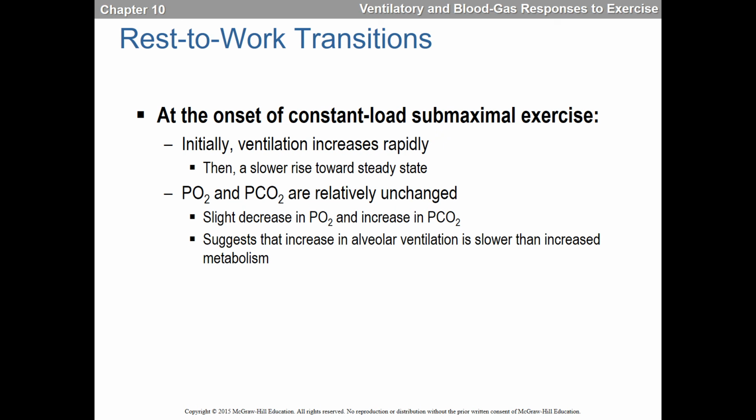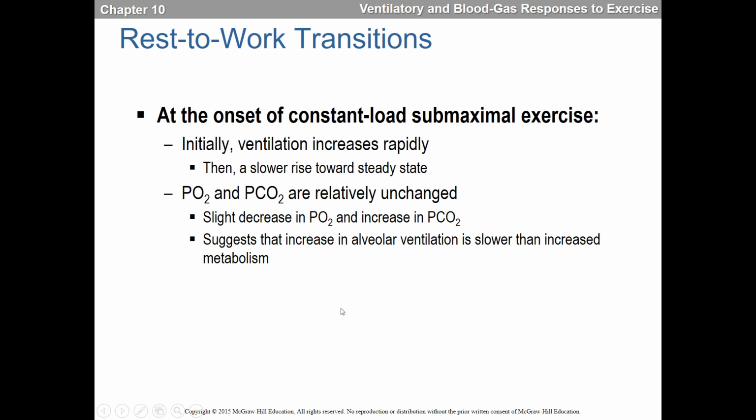Now, let's look on to this a little bit, and I'm going to try to wrap this lecture up a little bit faster because really most of that was what I wanted us to be aware of. So in terms of rest to work transitions, at the onset of constant load submaximal exercise, there is initially a ventilation increase, then a slower rise towards steady state. So people will start breathing somewhat hard rapidly. Now, PO2 and PCO2 are relatively unchanged. There is a slight decrease in O2 and a slight increase in PCO2.